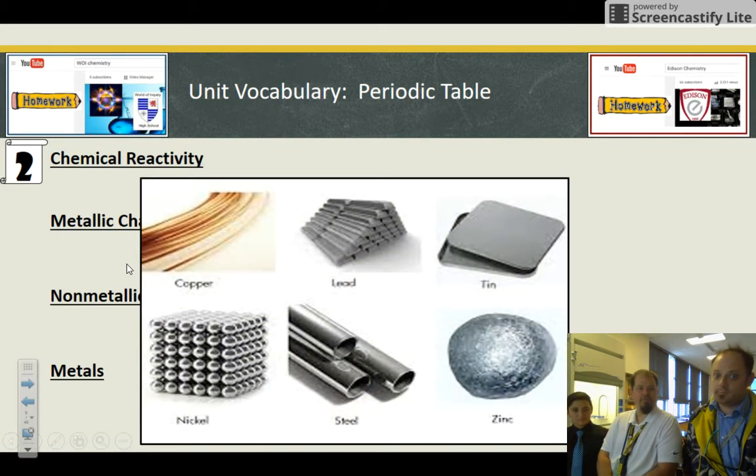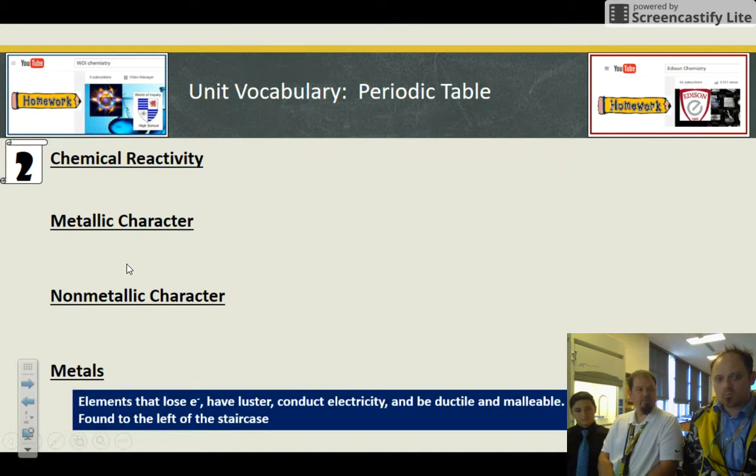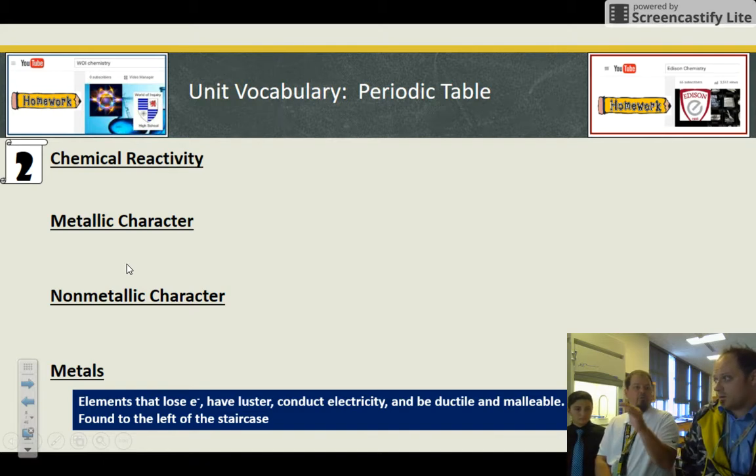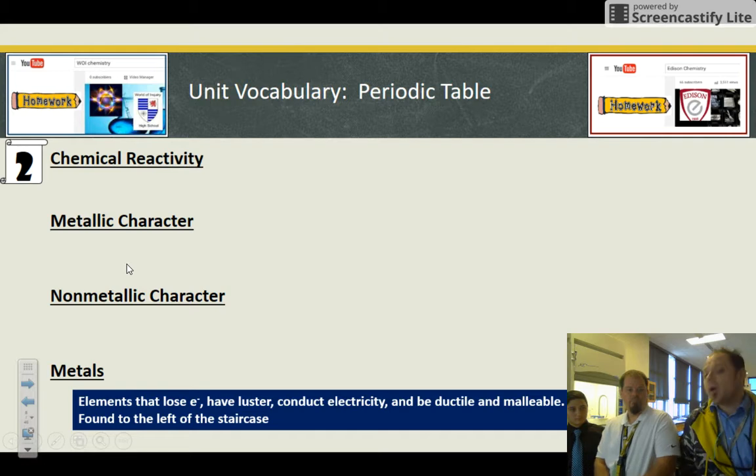And so here's that picture of some common metals we all know. By definition, metals are elements that lose electrons, have luster, conduct electricity, are ductile and malleable, and are found to the left of the staircase. Now, I see metallic character and I see metals. Heads up, both of those definitions are pretty close. Your job is to figure out which one goes with which so you don't get them mixed up on the quiz. Metals are found to the left of the staircase on our periodic table, and character is how they react. Correct.